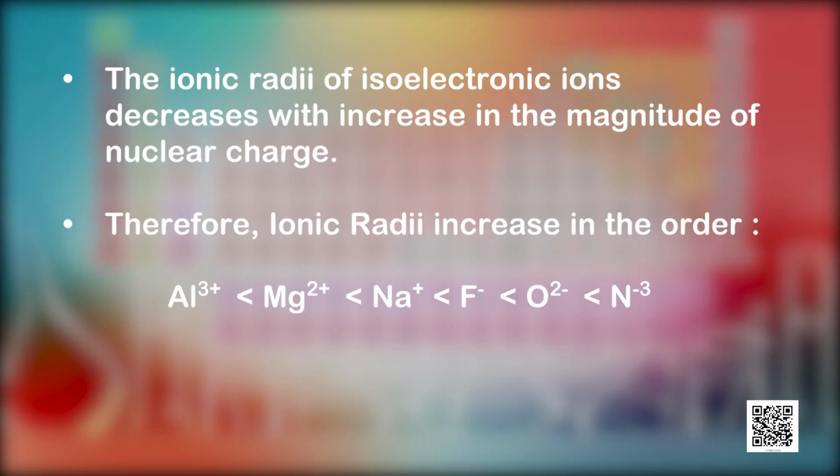The answer is no. In the series of isoelectronic species, as the nuclear charge increases, the force of attraction by the nucleus on the electrons also increases. As a result, the size of the ion decreases. The cation with the greater positive charge will have a smaller radius because of the greater attraction of the electrons to the nucleus. An ion with the greater negative charge will have the larger radius. So it is evident that the order of size in the series taken earlier is nitride ions greater than oxide ions, greater than fluoride ions, greater than sodium ions, which is greater than magnesium and aluminium ions.